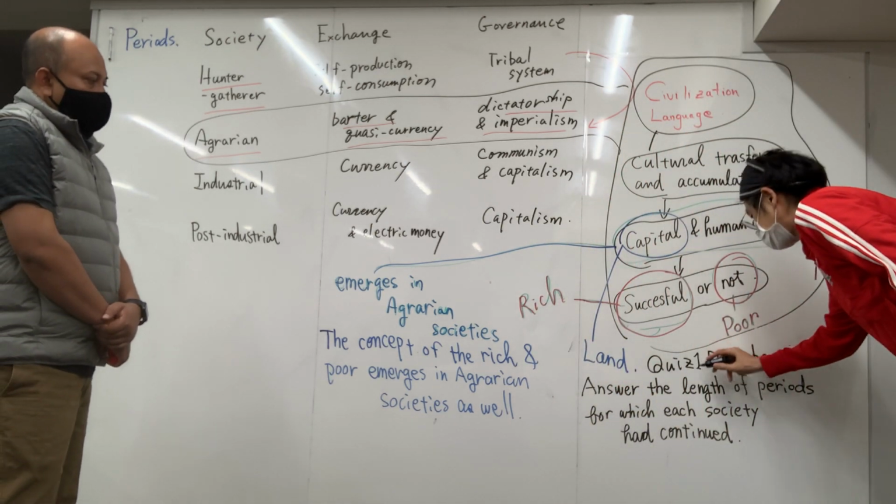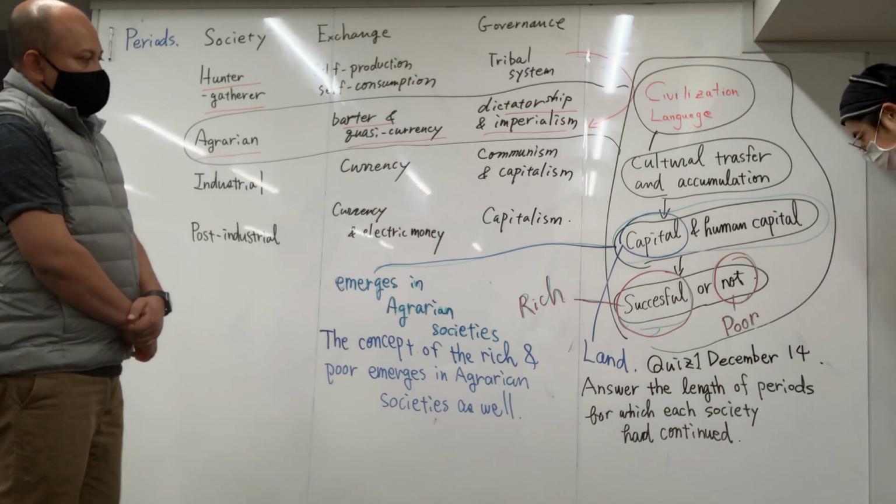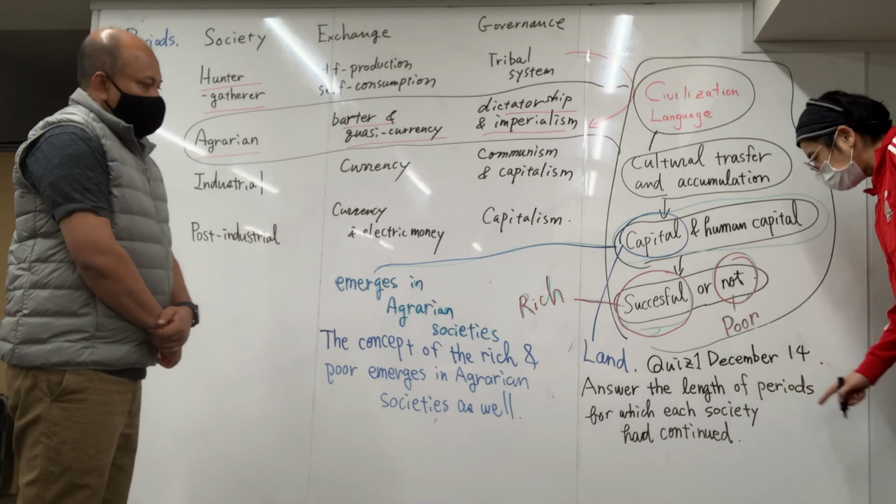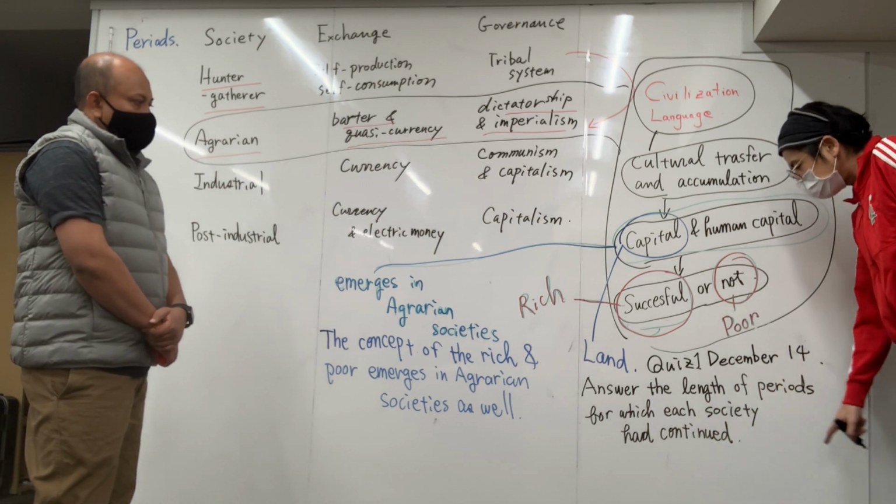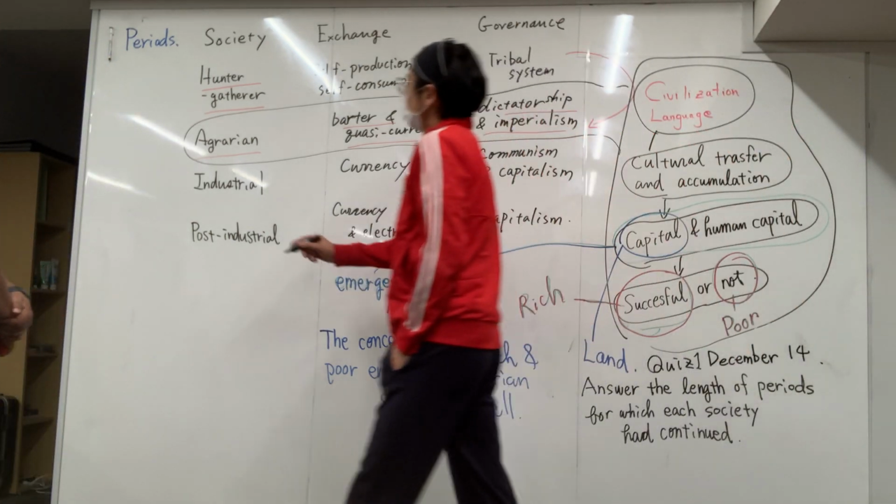December 14, quiz 1. December 14. Answer the length of period for which each type of society continued.